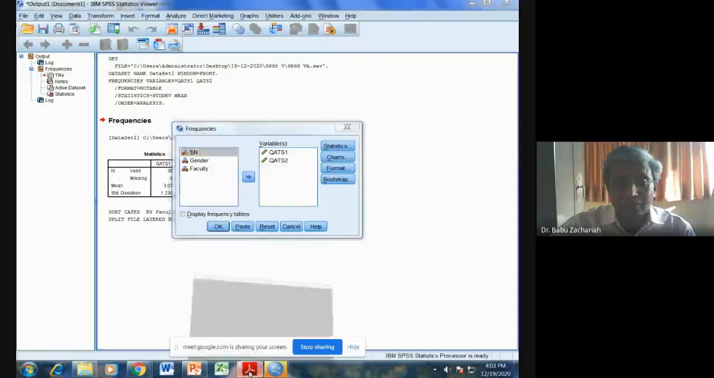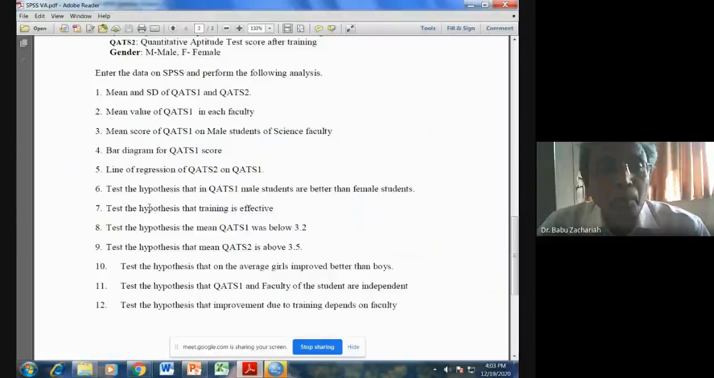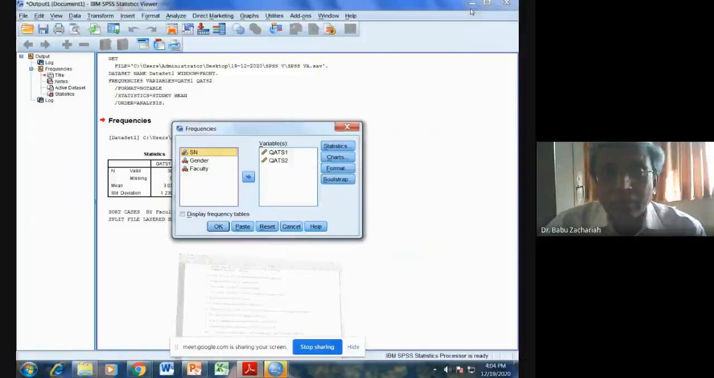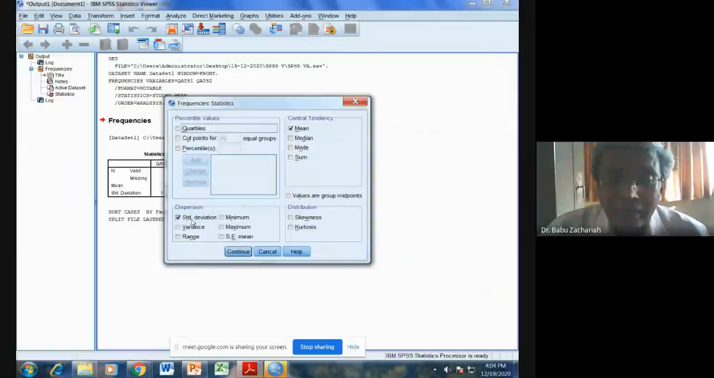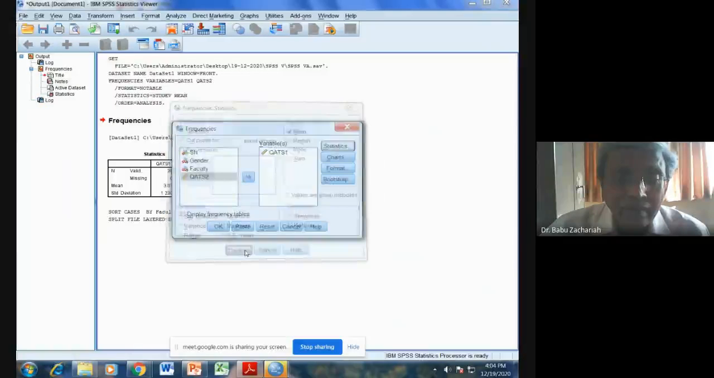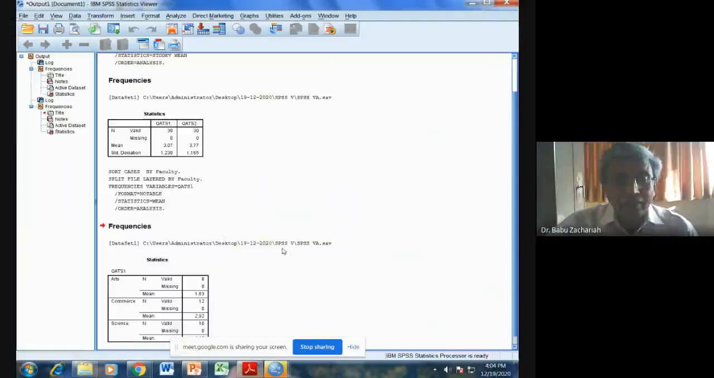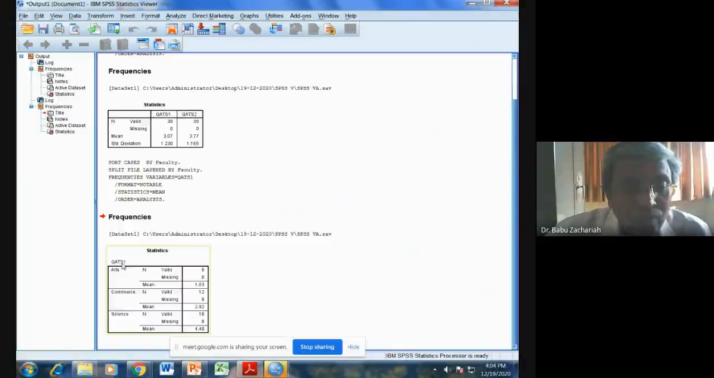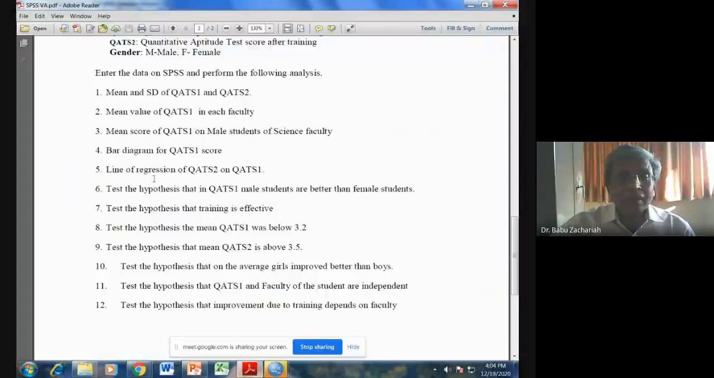Before that, just check the question again. Mean of QATS1 in each faculty. So QATS2 is not required and only the mean is required. Standard deviation is not required. Proceed and here we get QATS1 in Arts faculty mean is 1.63, Commerce faculty mean is 2.92, Science faculty mean is 4.4.